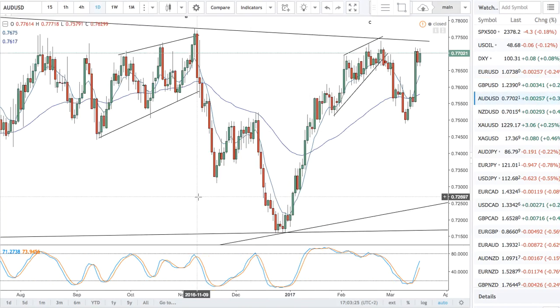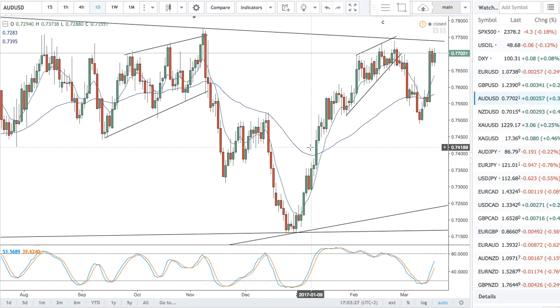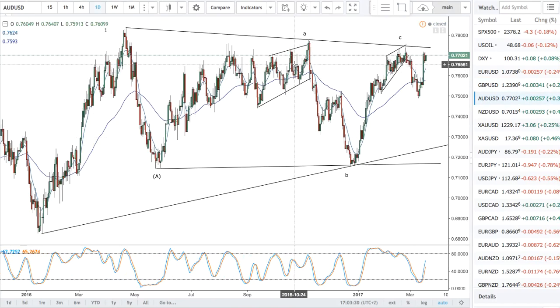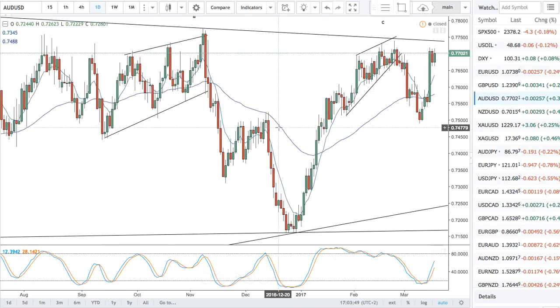Okay, Aussie US dollar, the plan has been going very well. This worked out. I didn't get any of this up, but I did find the structure before it reached the top with the ending diagonal a few weeks in advance. This was all fine, and now it's thrown a spanner in the works, and I don't really know what's going on here.